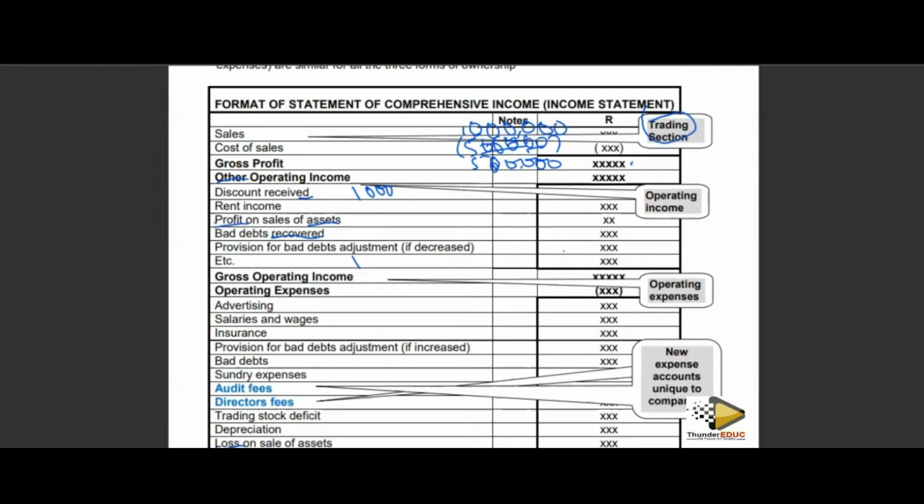Then provision for bad debts adjustments if increased. Okay, we shall see this. This is bad debts adjustments. The other thing they are saying, etc., we can have other operating income like commission income. If we are selling goods and we are receiving a commission, it will fall under this section, okay?